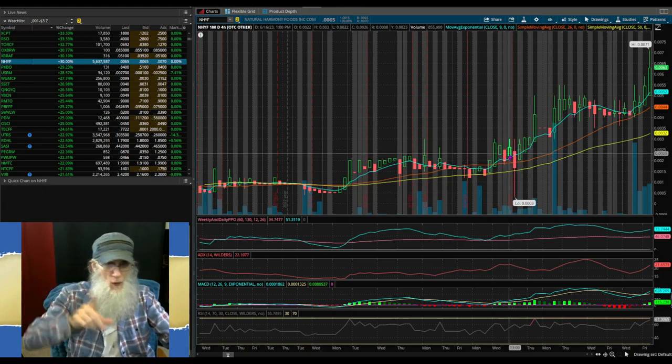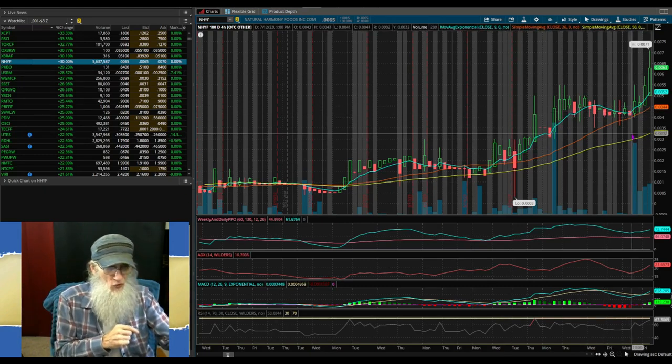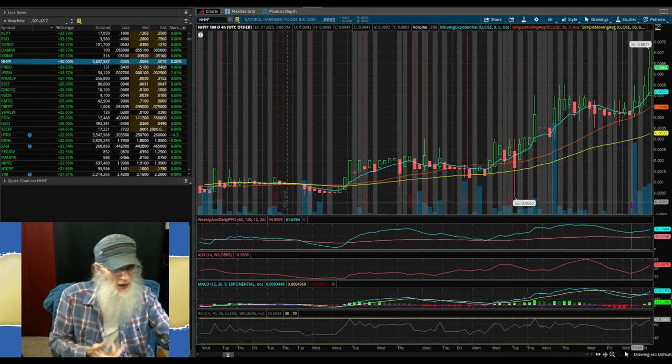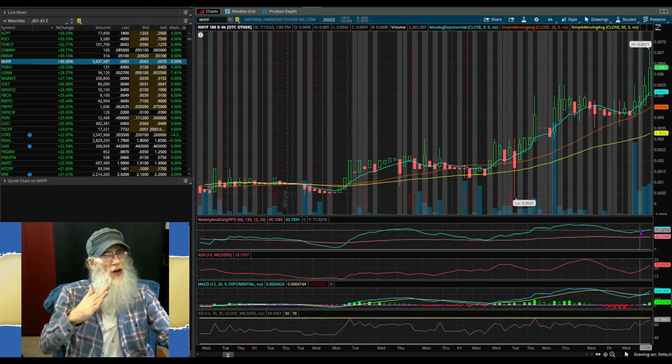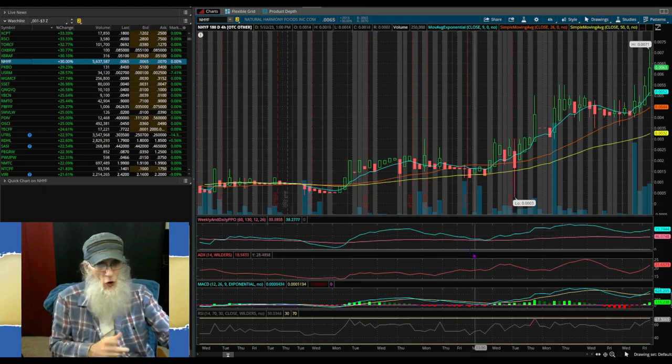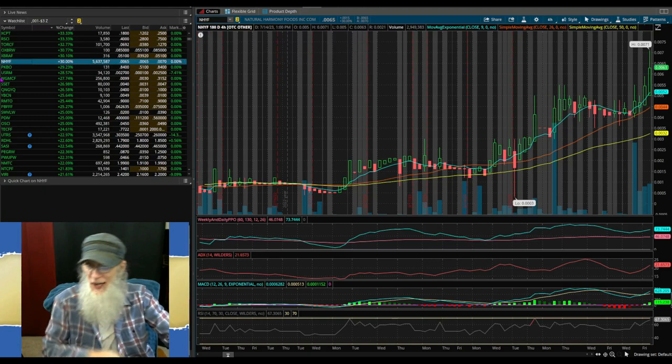Same thing the other way around. I'm sure we'll see one of those. But this is climbing. She is bouncing off of a 20. She's left the 50, volume is starting to come in, oscillators are all pushing up. If all your oscillators are pushing up, that's a signal. So that one's looking good, NHYF. I'd go check it out.